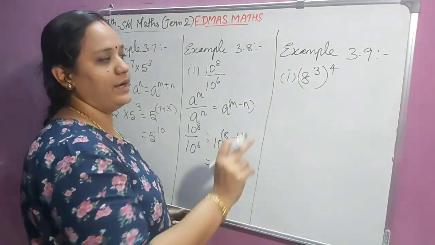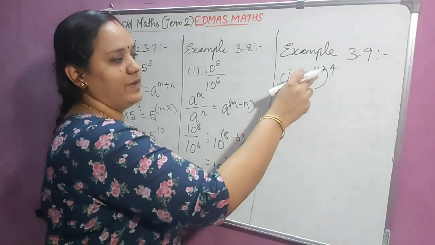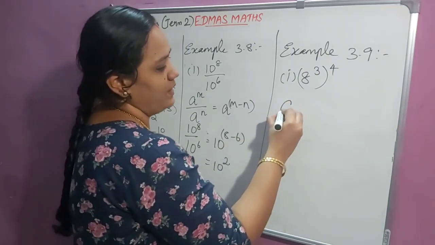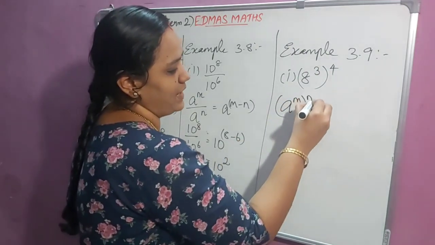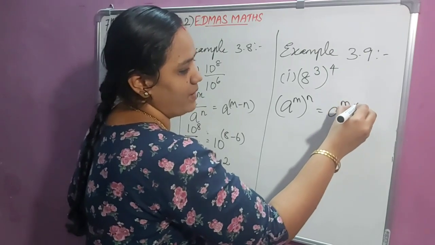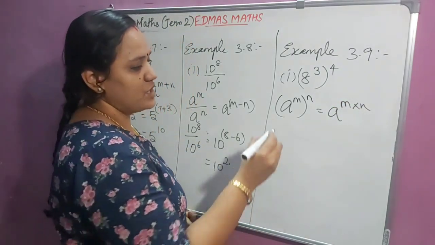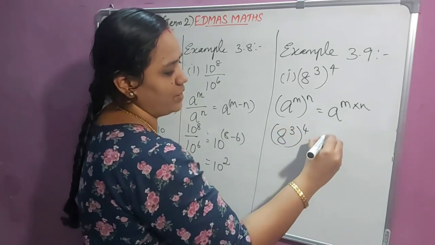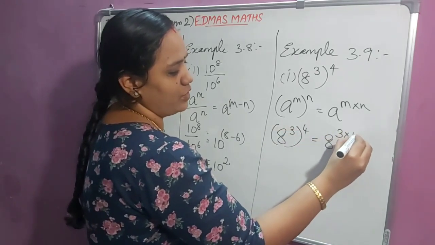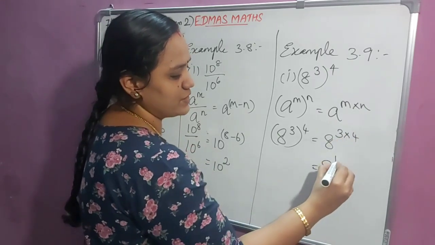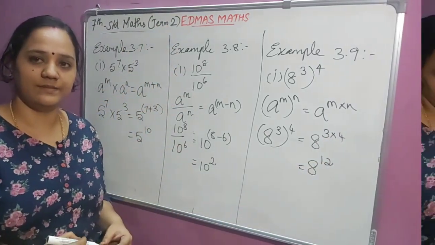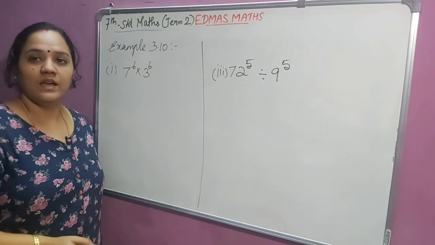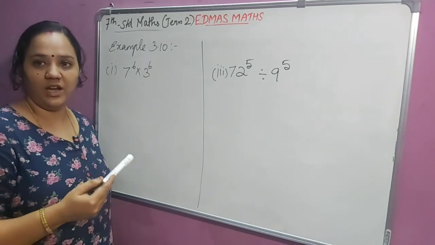So, example 3.9, first option, 8 power 3 to the power 4. So, using the power rule, a power m to the power n is equal to a power m into n. Am I correct? So, using this rule, 8 power 3 to the power 4 is equal to 8 power 3 into 4. So, 8 power 3 fours are 12. This is your answer.